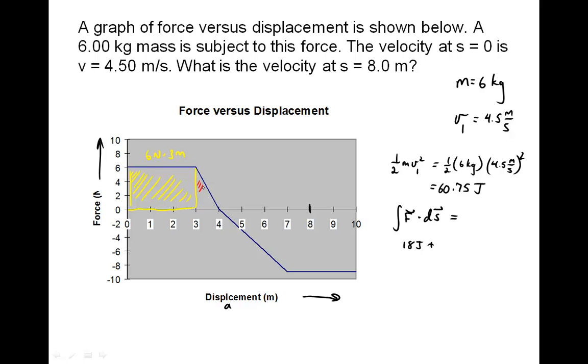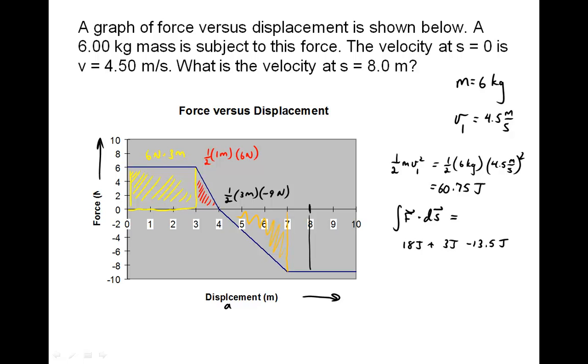And let's do this triangle. The area of a triangle is 1/2 base, which is 1 meter, times height, which is 6 newtons. And so that's 3 joules. And I have another triangle over here. So the area of a triangle is 1/2 base. The base is 3 meters. And the height of the triangle is -9 newtons. And so this does in fact have a negative area, and that's okay. So 27/2 is 13.5, so minus 13.5 joules.